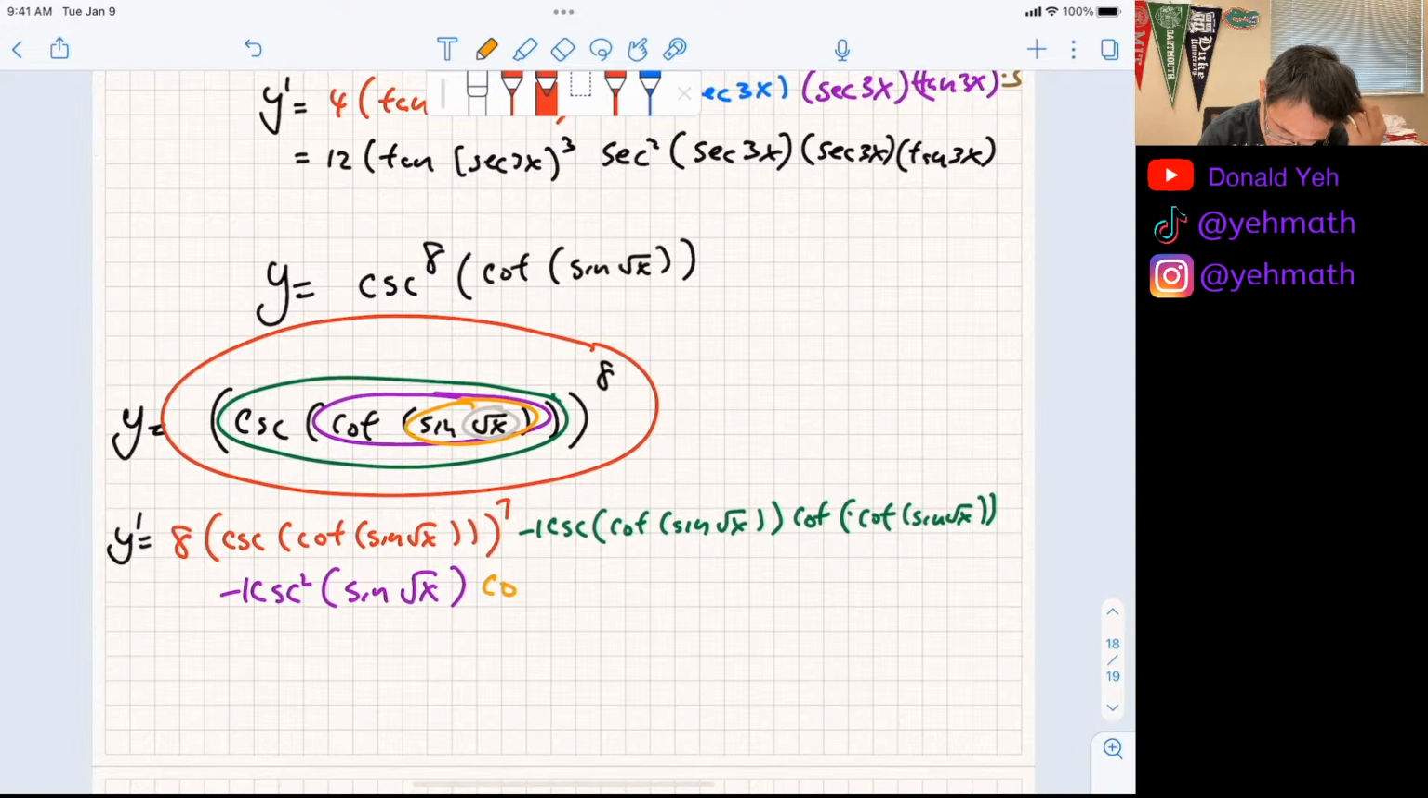So the next one is going to be cosine of square root x. And the derivative of the gray is going to be 1/2 x to the negative 1/2, which will be square root x here. So those two negative signs there will become positive, so it'll be positive, something like this. So basically that's probably how much they expand. And that's it.